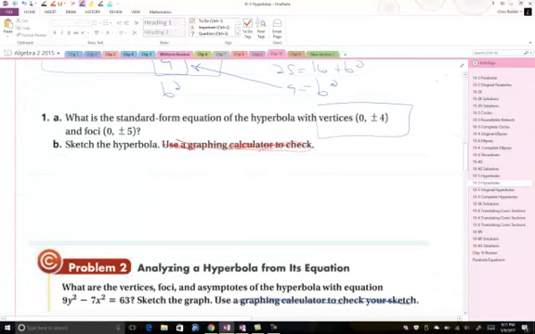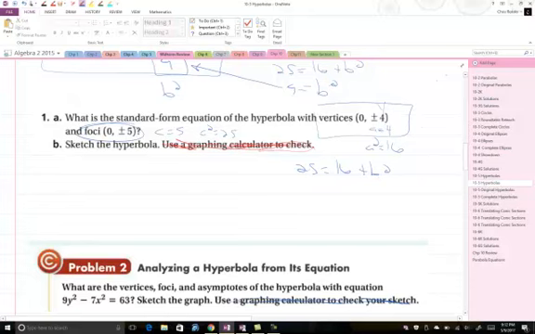Vertex. Now this is a y value. This is a equals 4. A equals 4, a squared equals 16. Foci. That is also a y value, so that tells you you're doing something right. c is 5, c squared equals 25, 25 equals 16 plus b squared.